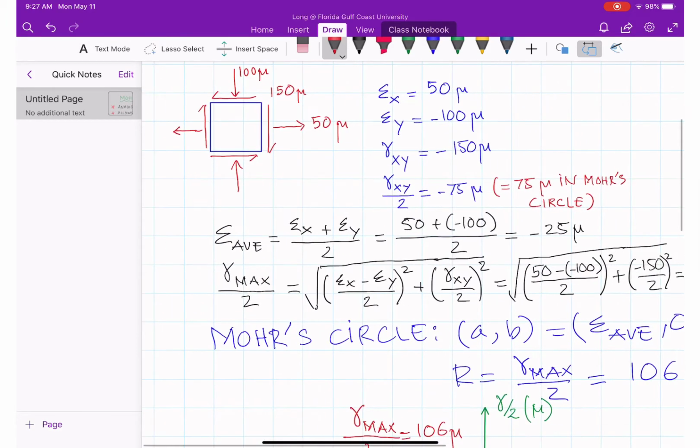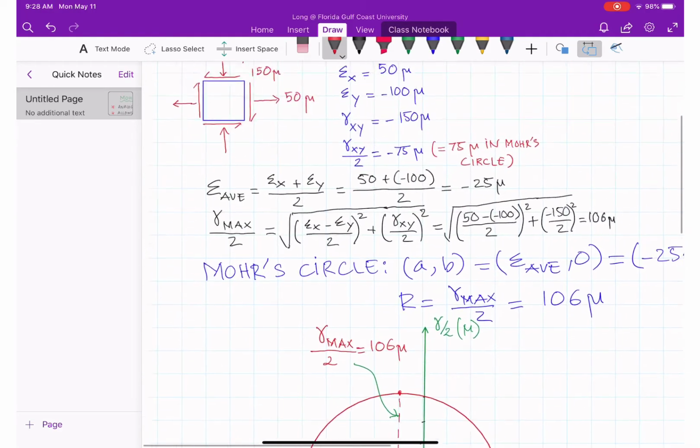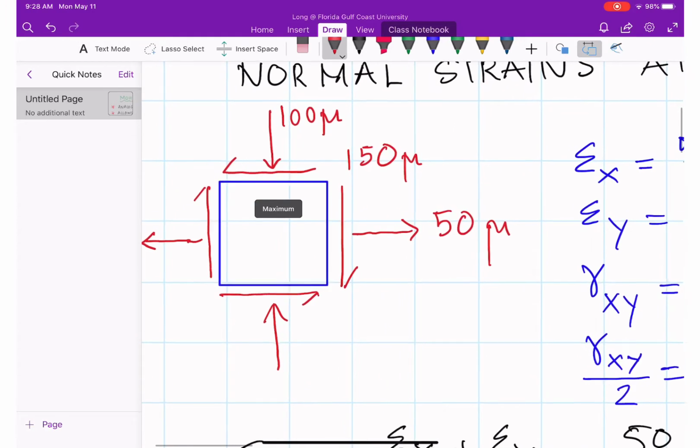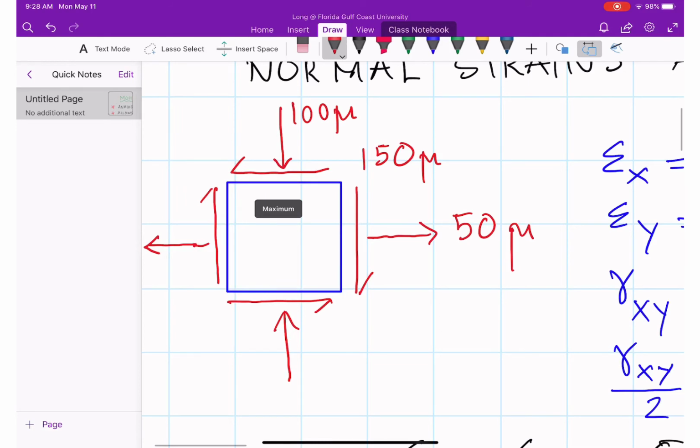So with that, we can locate, based on the Mohr circle, as you can see here, the positive x plane will be 50 micro for the epsilon, and gamma over 2, 150 divided by 2, is 75 micro.